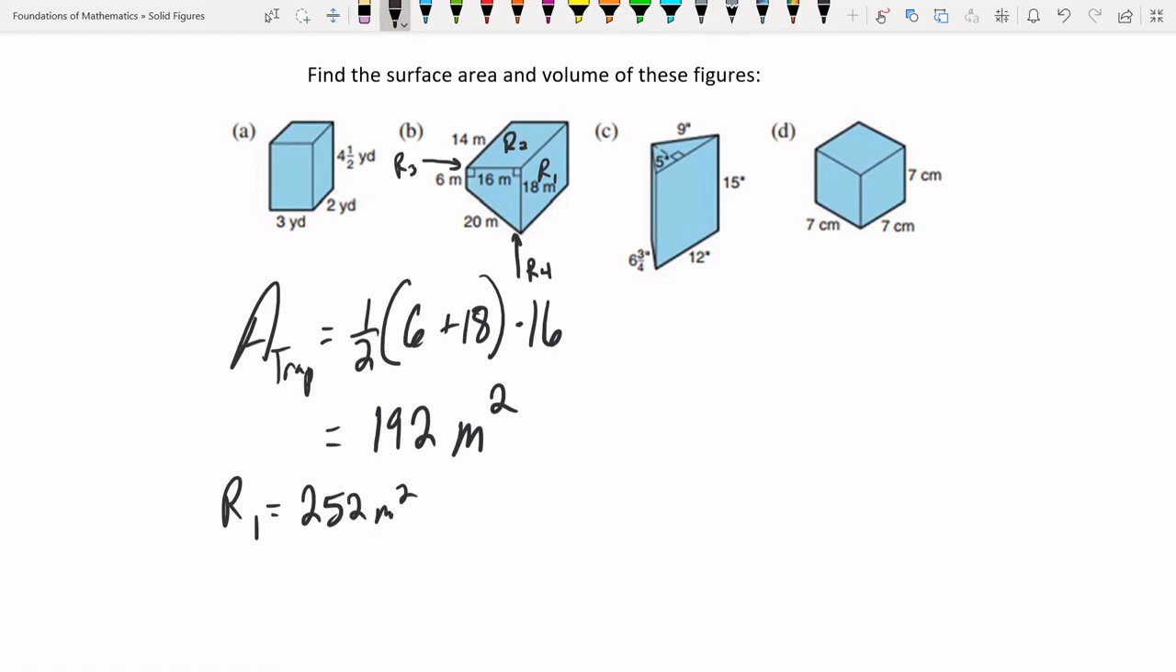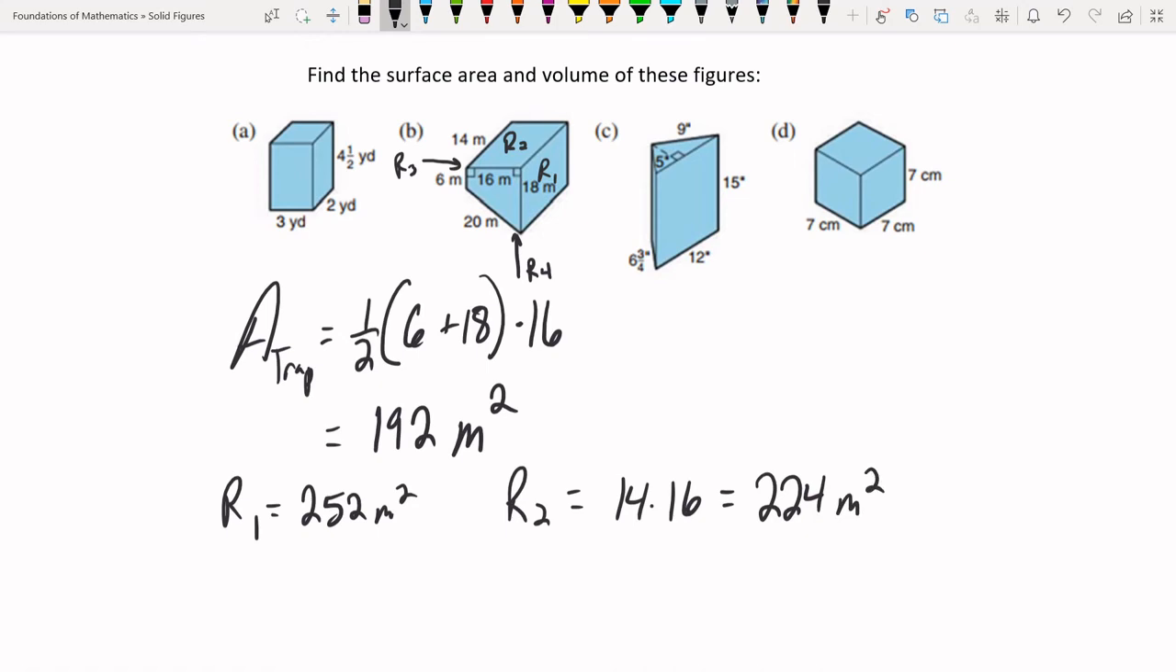Okay, for rectangle 2, we have 14 meters, that's one of the measurements, and then 16 meters, right? 16 meters is the measurement for one side of the rectangle, and 14 is the other side. So let's do 14 times 16. Gives us 224 meters squared.